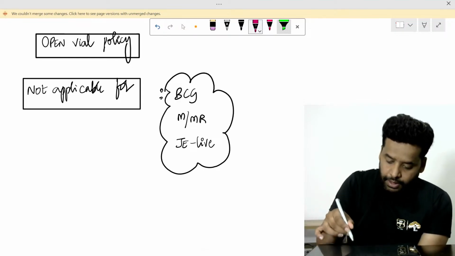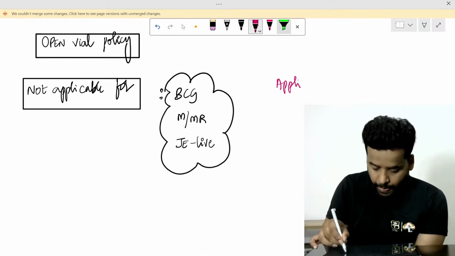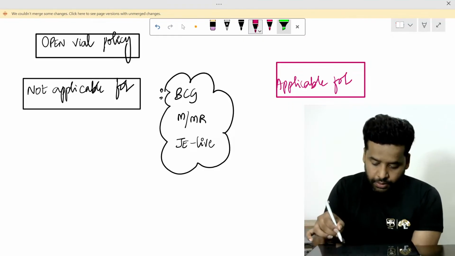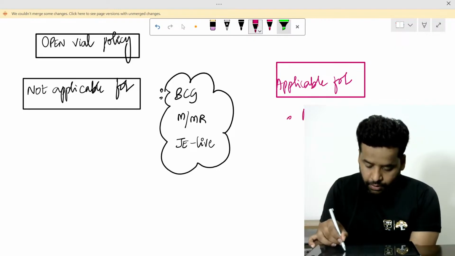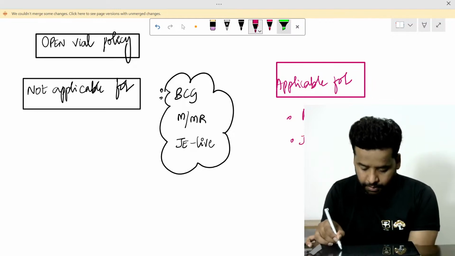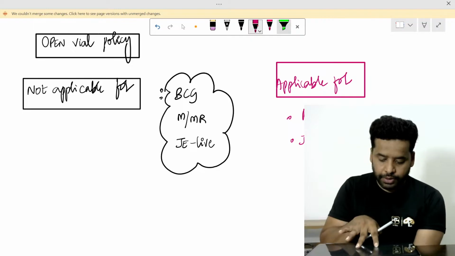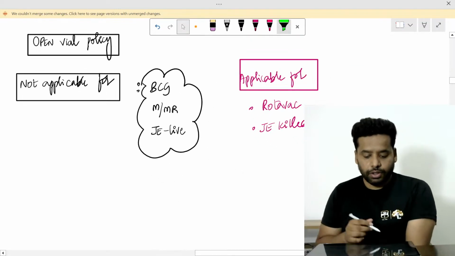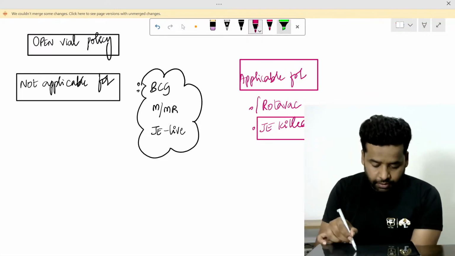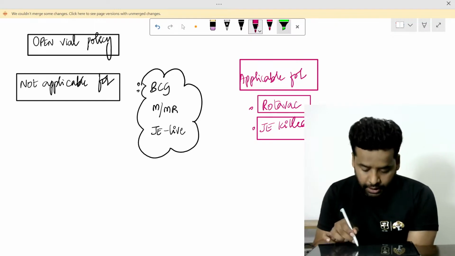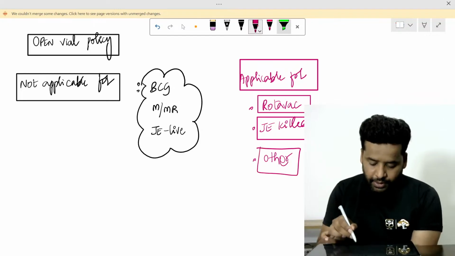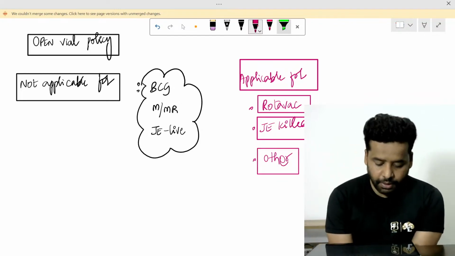It is applicable for... So write down Rotavac. Now it is applicable. JE killed, it is applicable because some states have started using JE killed also. So you should know JE killed can be used in the next session. It is liquid. Rotavac, because of multi-dose vials, you can use it in the next session. And any other vials, no need to write anything else. Anything other than this: TT, hepatitis B, OPV, IPV, PCV, like that.